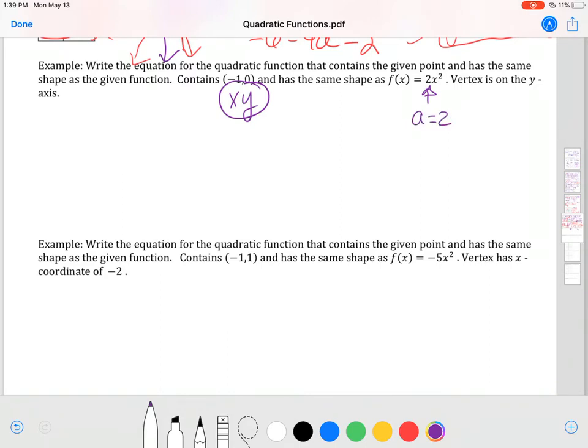And it's also telling me that the vertex is on the y-axis. If my vertex is on the y-axis, then that means the x-coordinate of my vertex is 0. So that's telling me that h is 0, and I just have to find my value of k. So it's giving me the information in a roundabout way, but it's giving me everything I need to find my standard form. Here's standard form.